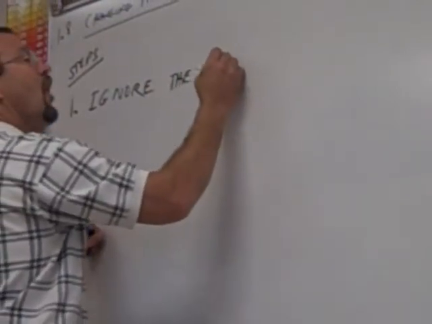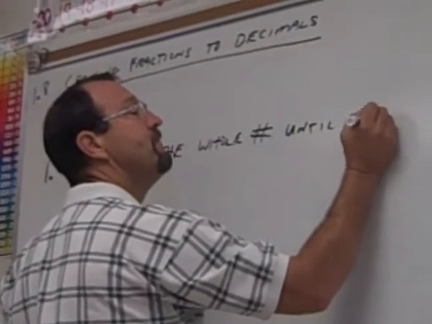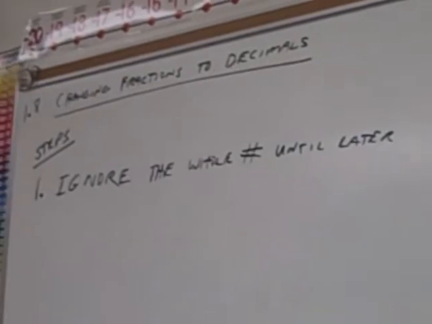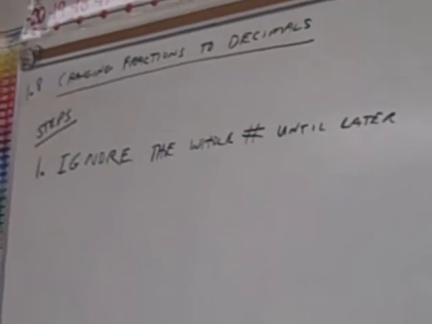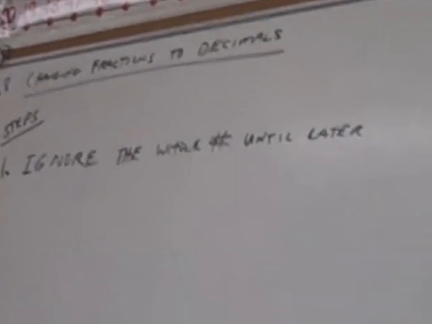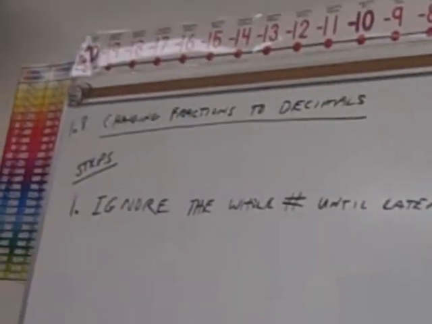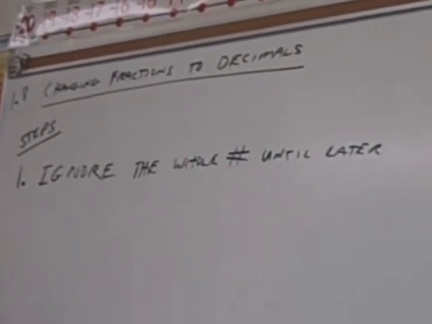Ignore the whole number. Uh-oh, I said it wrong. What is that? Whole number. There you go. Ignore the whole number until later. Now, what does that imply? What does that imply, Brother Ty? You'll eventually get to the whole. We're going to eventually get to it, but right now, we're just going to play like it isn't there. Good job, dude. But we will play with it later. We're just not going to play with it right now. All right. Ignore the whole number until later.